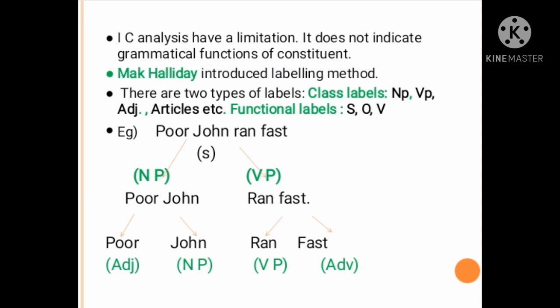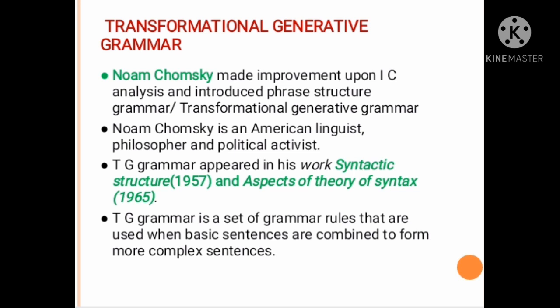I hope it's clear. For better understanding, try to describe the sentence Barking dog seldom bites by using the labeling method. The next topic is transformational generative grammar. It is commonly known as TG grammar. Noam Chomsky, a linguist, made improvements upon IC analysis and introduced phrase structure grammar or transformational generative grammar.